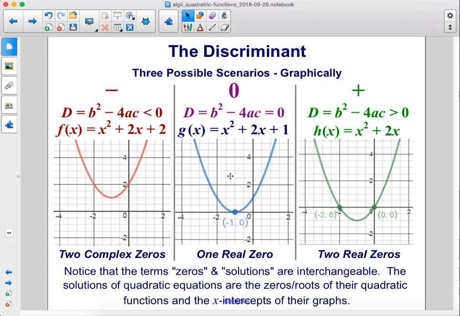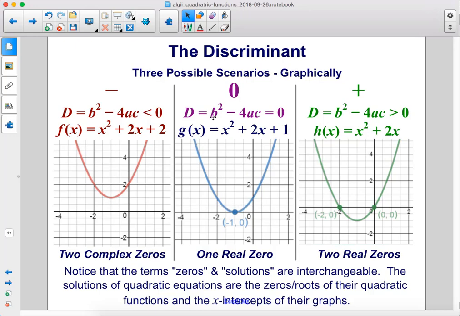Here are graphs of the three possible scenarios. If the discriminant is negative, then there are no real solutions. So as you can see, this parabola never crosses the x-axis. This is two complex zeros, so there are going to be imaginary numbers here.